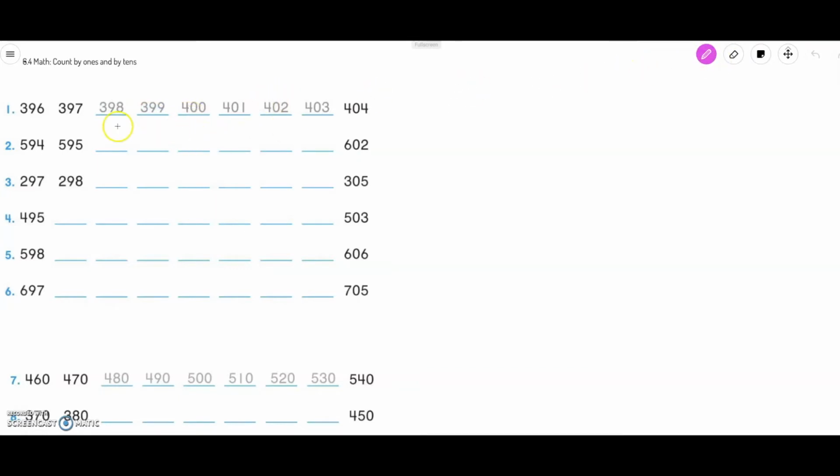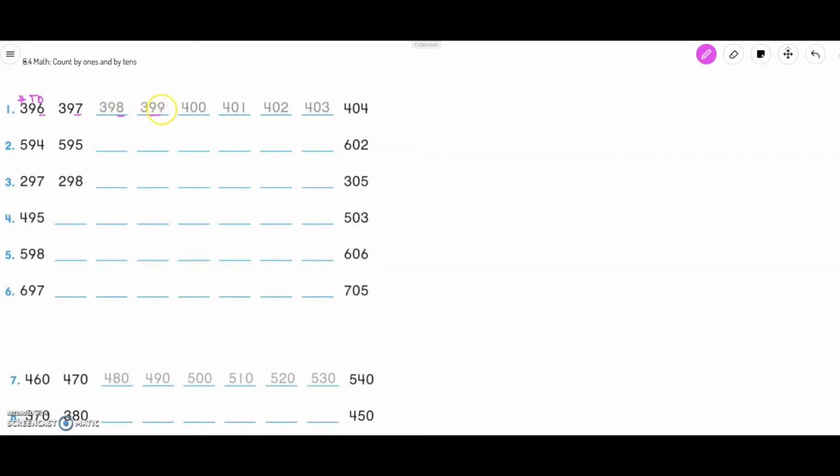Okay, so let me get my tools out here. So here I could see I have my hundreds, my tens, and my ones. So here's my hundreds, my tens, and my ones. And I go to the next one. The only thing that changed was my ones. So then I have 6, and I have 7, and then this should be 8, and I have 398, 399.